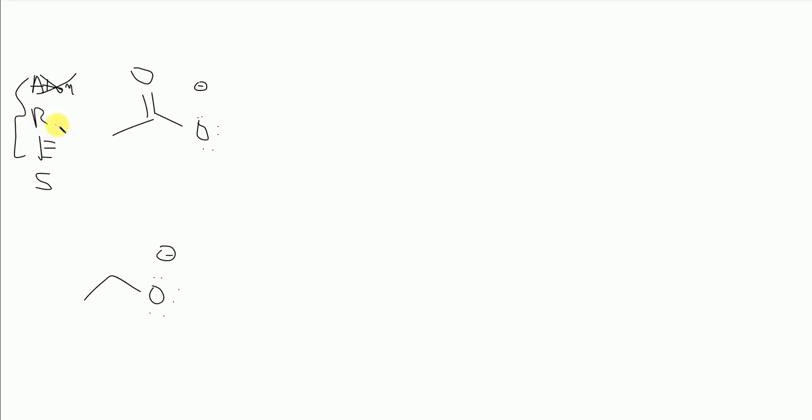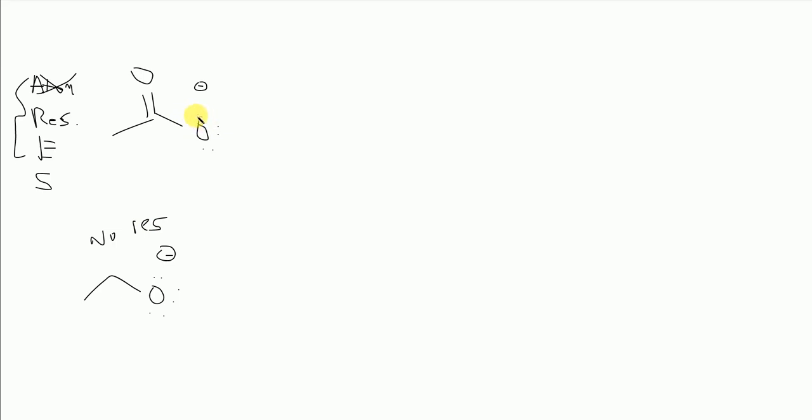The next thing is resonance. I'm just going to put res. Now, do I have resonance on this molecule? This is a full octet, right here is a full octet, so I don't have any resonance on here. So no resonance. How about on this molecule over here?